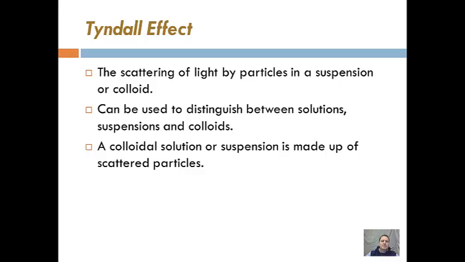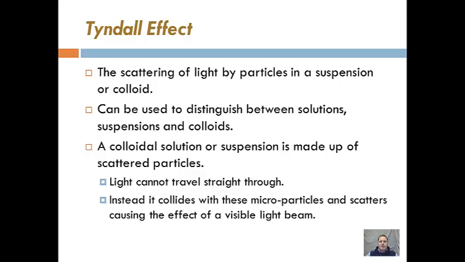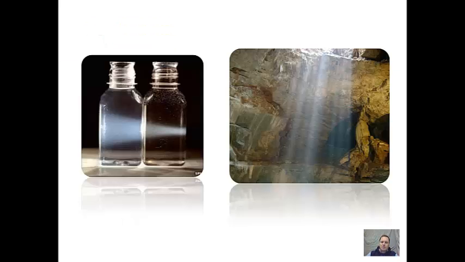And what we see is that the colloids or suspensions are made up of tiny particles. And as light tries to pass through them, it runs into these particles. It can't travel in a straight line. So a light particle enters into these, it hits the particles and begins to spread out. It scatters the visible light stream. It kind of widens that stream. It looks something like this.